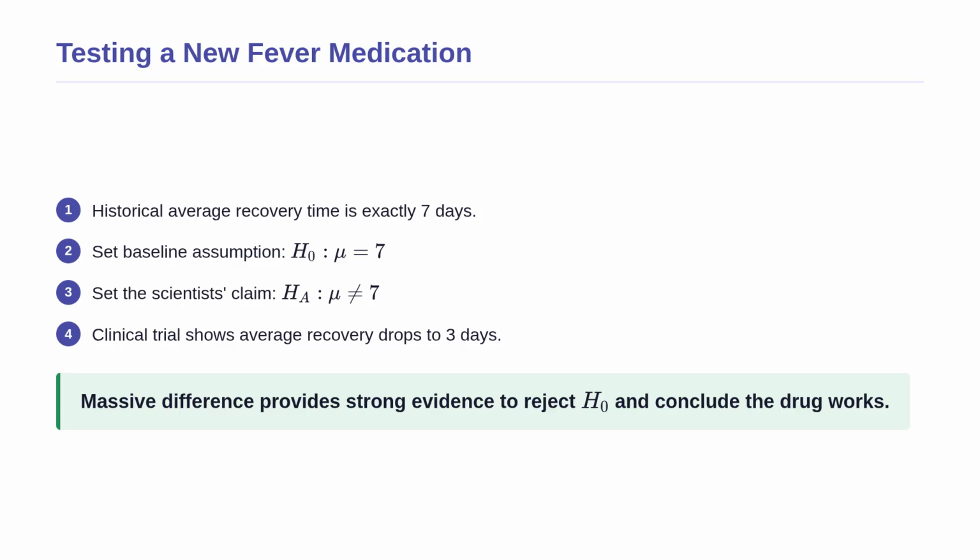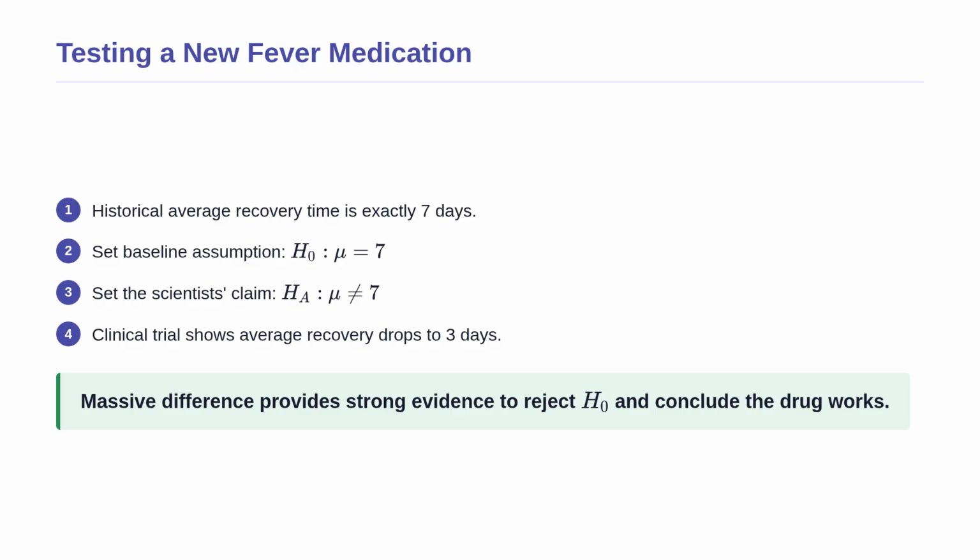Let us see this formula in action with a practical example. Suppose the historical average recovery time for a specific viral fever is exactly 7 days when patients take a standard medication. Scientists develop a new experimental drug. What is given is the historical baseline of 7 days.